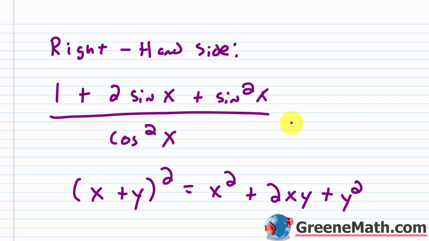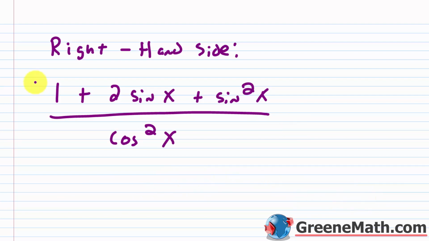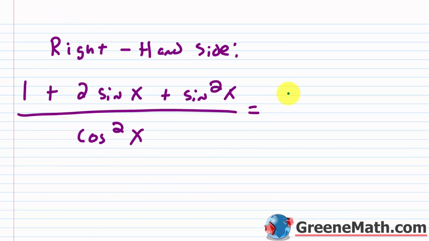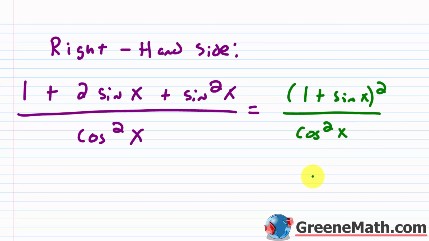This is going to be basically 1 plus sine of x, quantity squared. So I'm going to take this guy, and let me do this properly. Let me just slide this down a little bit. I'm going to put equals. So I'm just going to say this is 1 plus the sine of x, quantity squared, over your cosine squared of x.